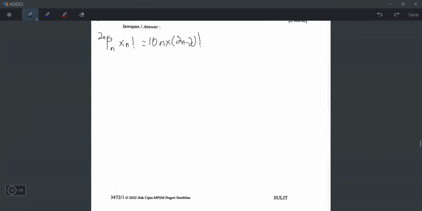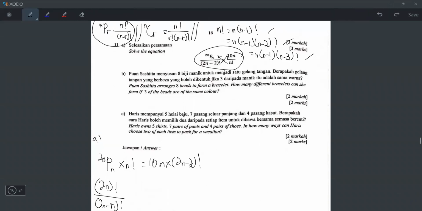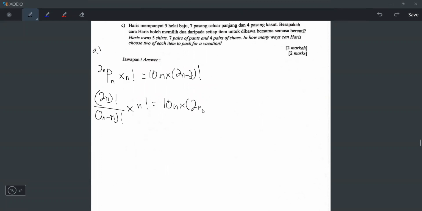First thing first, the 2n pn formula I can change to 2n factorial over 2n minus n factorial. Because I mentioned to you already, this is the nPr formula. You can write n factorial over n minus r factorial. N is the nombor atas, r is the nombor bawah. So nombor atas is 2n, nombor bawah is n. That is why I can change this to 2n factorial over 2n minus n factorial. That's the reason. And then continue with darab. N factorial, I think I will leave it first, and then equals to 10n times 2n minus 2 factorial.